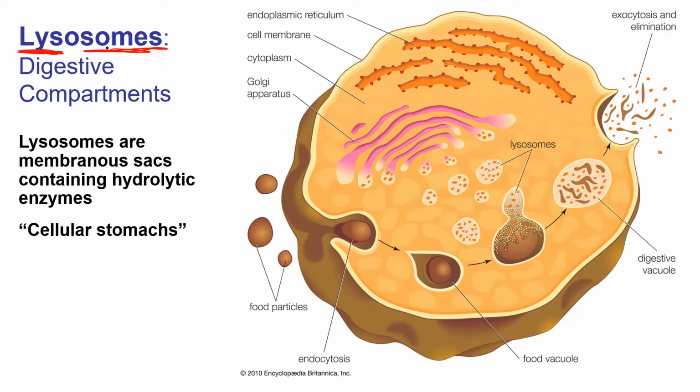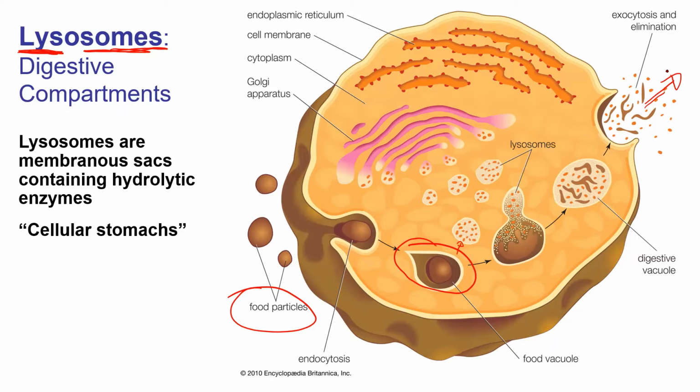So you can see in this particular diagram here, we've got some food particles, and they're being brought in by endocytosis, and they form a food vacuole right here. And that food vacuole eventually fuses with one of these lysosomes, and the lysosome releases hydrolytic enzymes into the food vacuole, and it all gets digested. So in this case here, I'm not sure why, sometimes this happens, some waste products here are expelled by exocytosis, but lysosomes are of course involved in that.